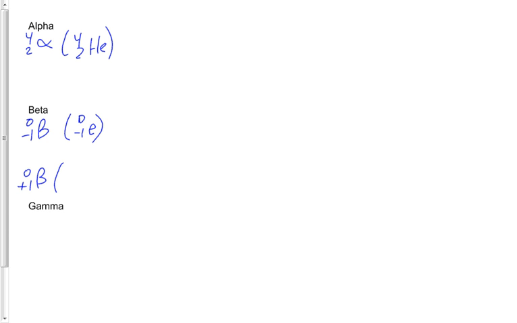What's this one? 0, plus 1, beta. How many protons? Nope. 1 proton? Nope. 0 protons. This 0 means 0 protons, 0 neutrons. There are no protons, there are no neutrons. What's the plus 1 mean? This is what we call a positron. This is the antiparticle of an electron.